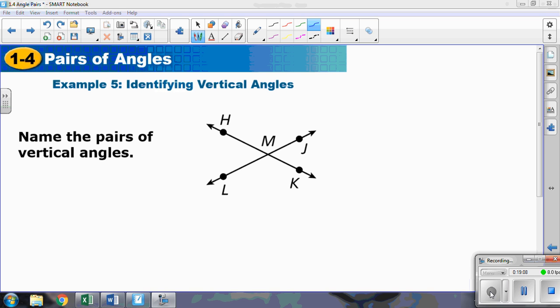So give me a pair of vertical angles here. Well, let's start by just naming one angle. Pick any angle you want. Okay, that'll work. We could say angle HMJ. Which one is vertical to that? Right along the bottom, so angle LMK. We have vertical angles. We're done.